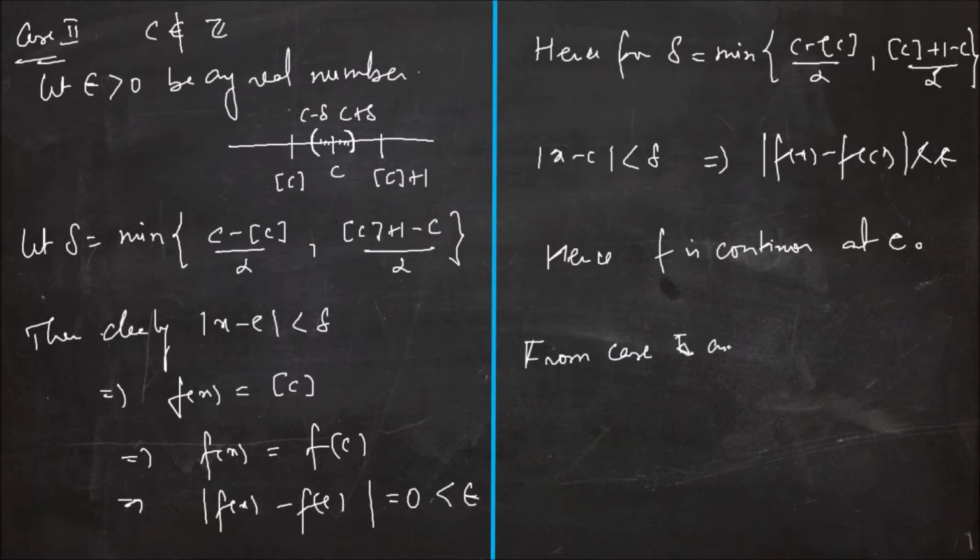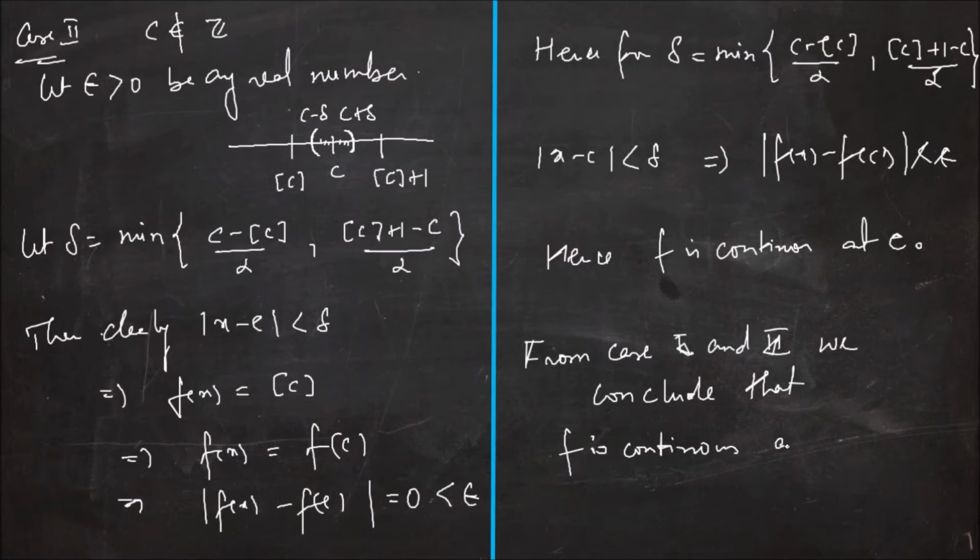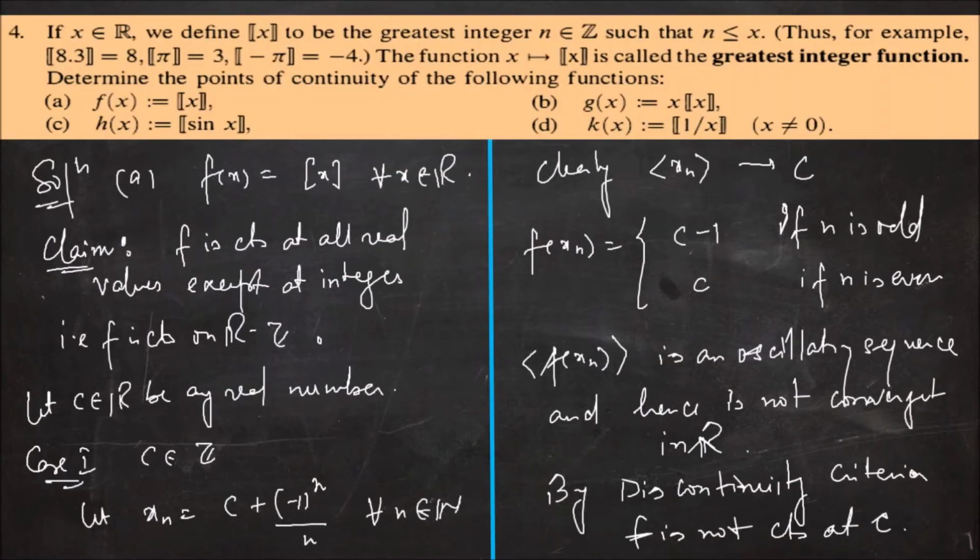So from case 1 and 2, we conclude that f is continuous at c if and only if c belongs to R minus Z. So now this completes part A of question number 4. Now we will take part B of question number 4. So in part B, we are given g(x) equal to x times the greatest integer function of x.